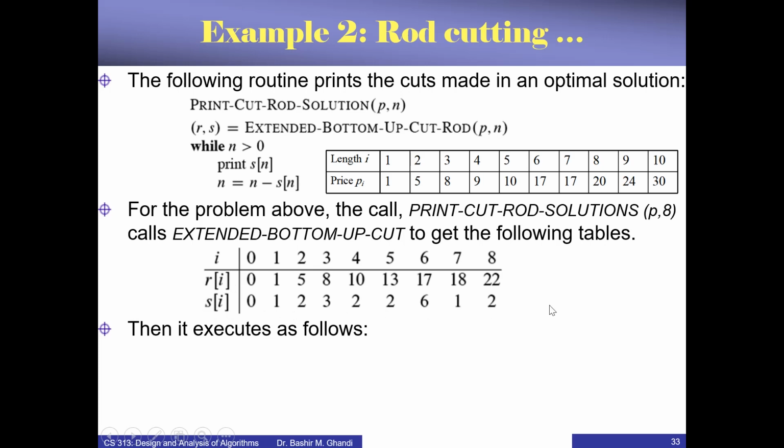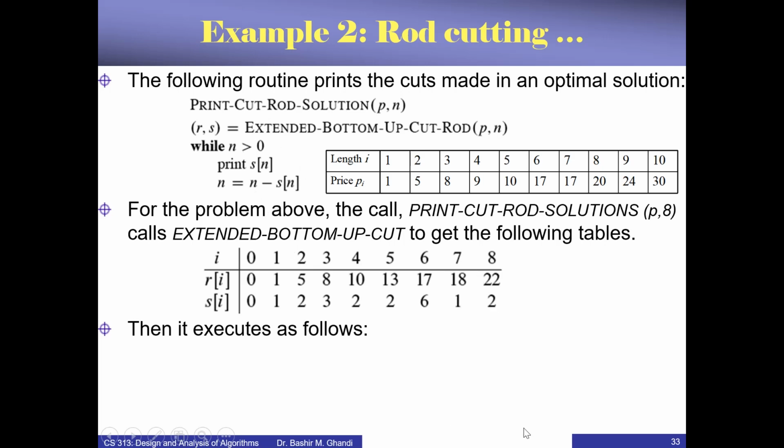Now, how do we know? Of course, we now know that for a rod of length n, the optimal revenue is 22 reals. The question we are trying to answer now is, how did we get these 22 reals? At what point did we cut the rod to obtain these values? This is what this loop will tell us.